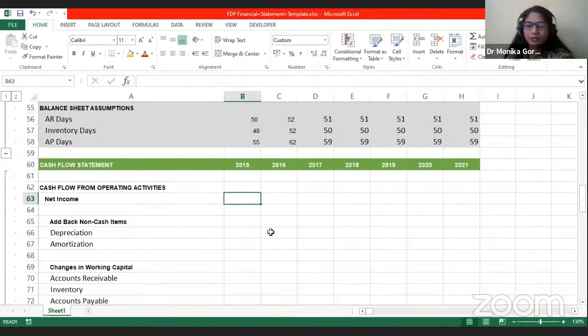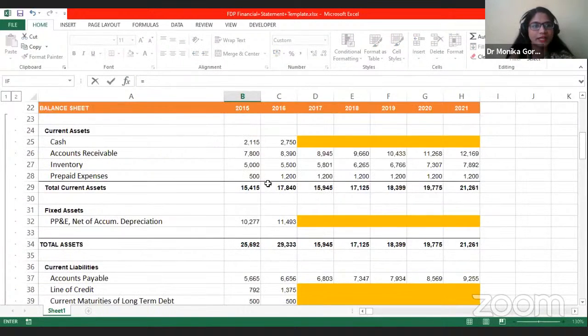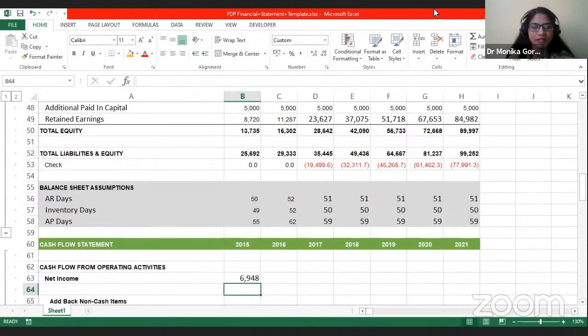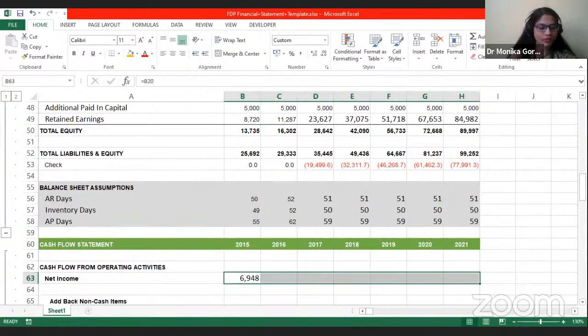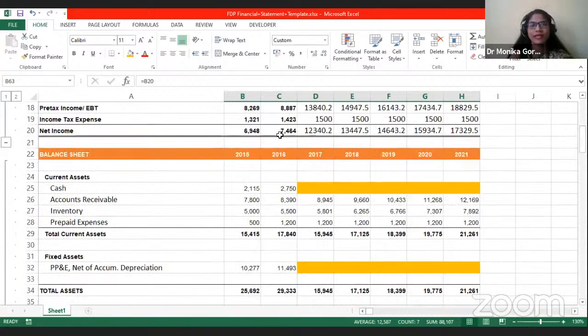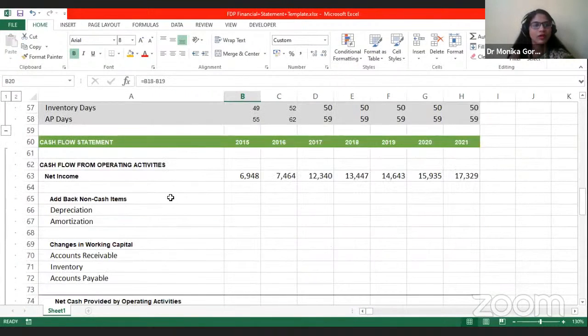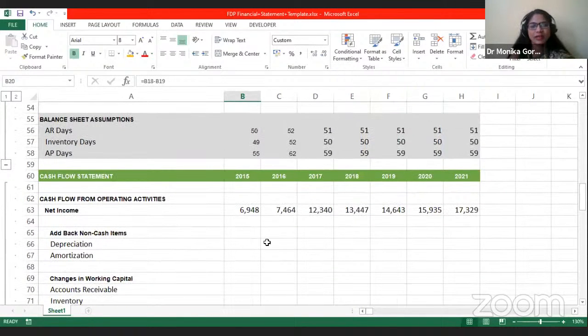Starting with net income, I do have my net income. I'll go to my income statement where I get my net income. So here is my net income. I'll just enter it. I'll just drag this so that I'll get this net income from my income statement. So what I have done is I have just linked this. Okay. Now, next is your depreciation and amortization.